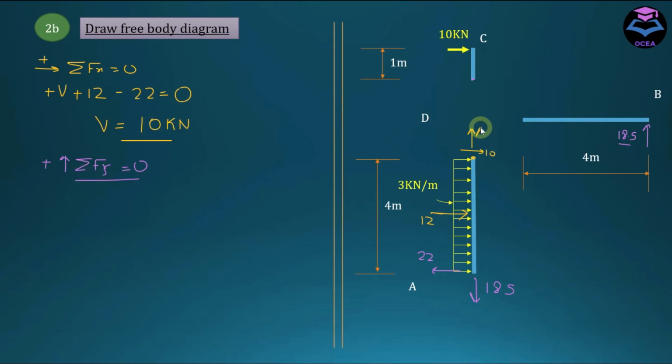Let's call this force A. This is going upward, so it is positive, and this is going downward, minus 18.5 equal to 0. So A comes out to be equal to 18.5 kilonewton.